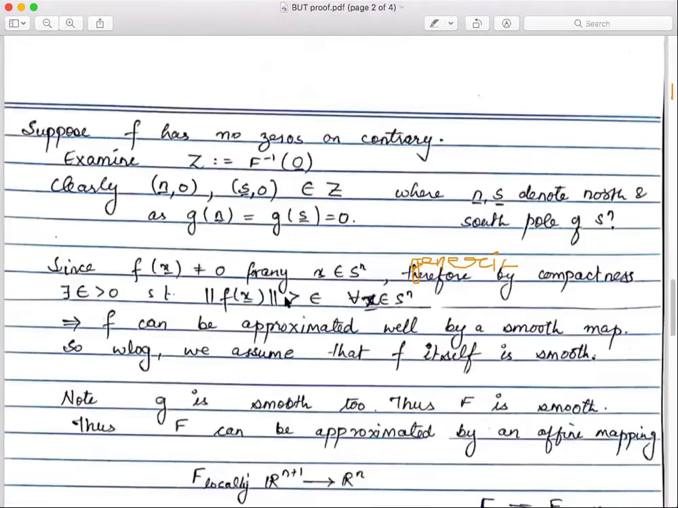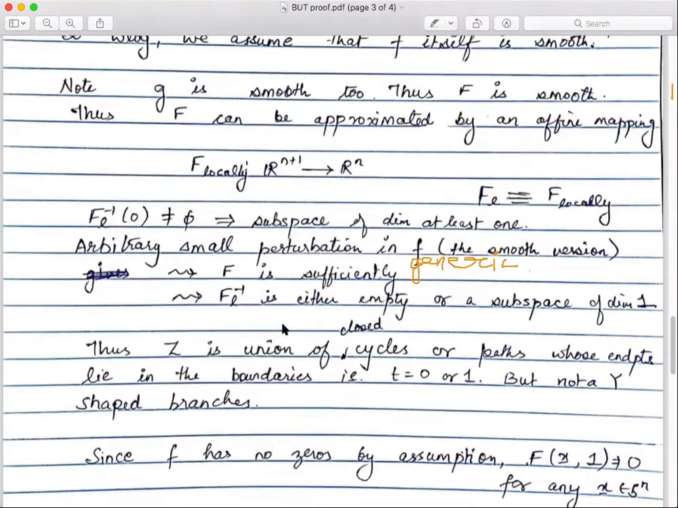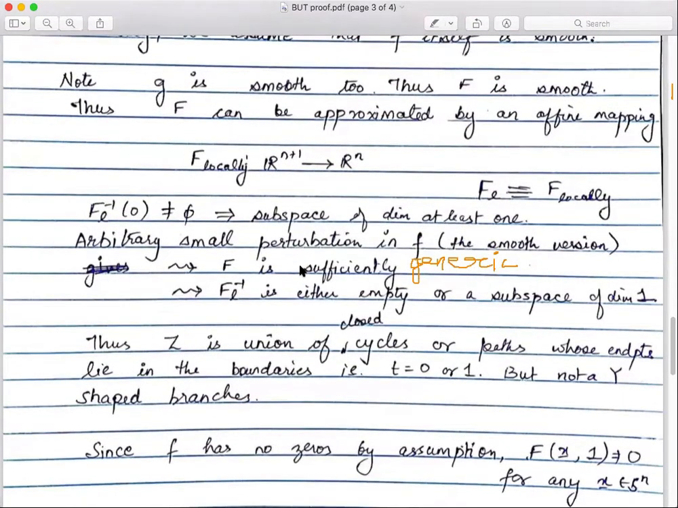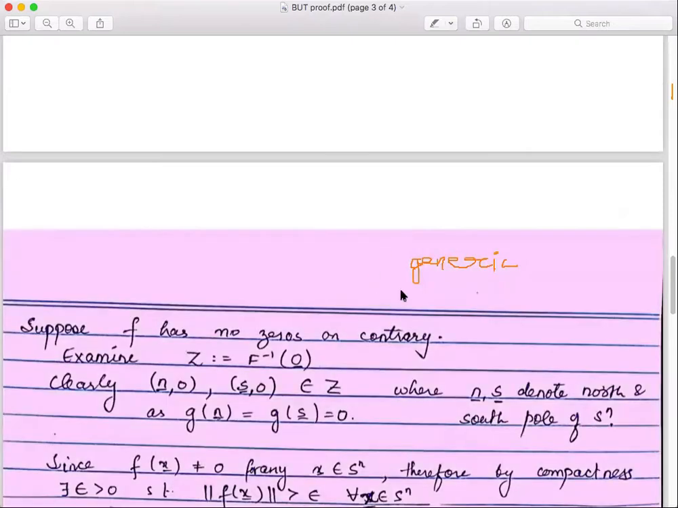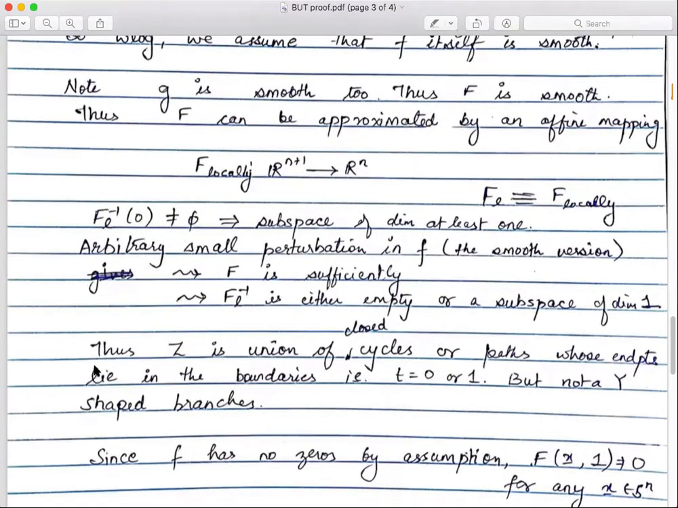So let's come to the picture now. We come back and see the structure of Z in the picture which we saw earlier.